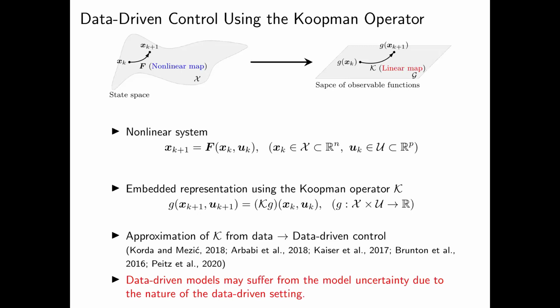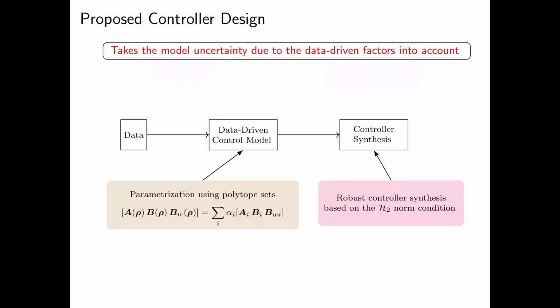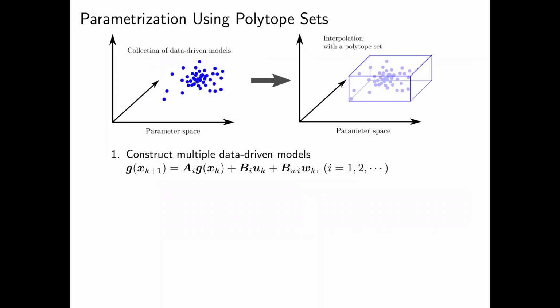However, data-driven models obtained in this framework may suffer from the model uncertainty which arises from its data-driven nature. In this paper, we propose a data-driven controller design that takes this model uncertainty into account. First, we construct multiple data-driven models from data. Variation of the system matrices of these models is considered as the model uncertainty that arises from some data-driven factors.